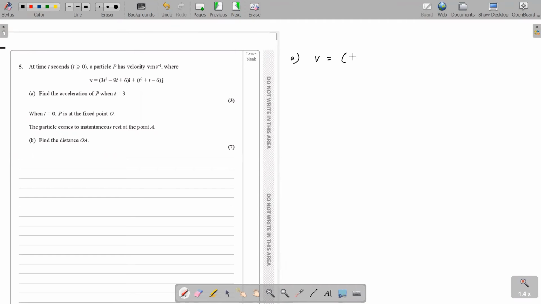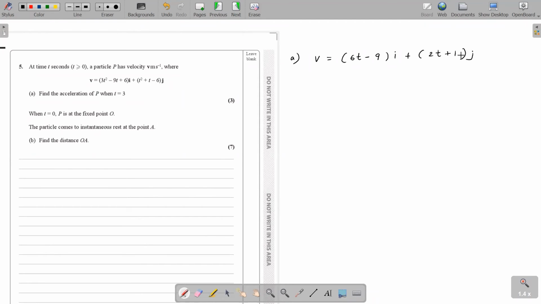So when you differentiate, 3t² differentiation is 6t. Minus 9t differentiation is minus 9, plus 6 is 0, right? So basically you differentiate the i component and the j component. So the i component differentiation is 6t minus 9. The j component differentiation: t² differentiation is 2t, plus t differentiation is 1, minus 6 is 0.